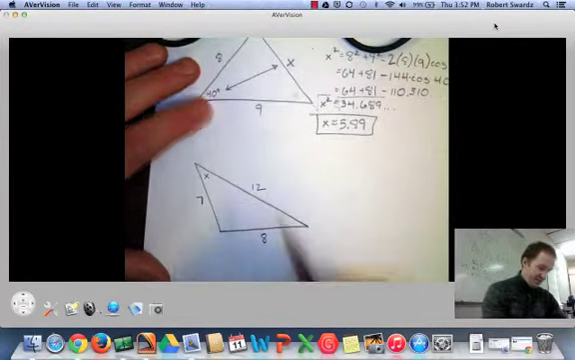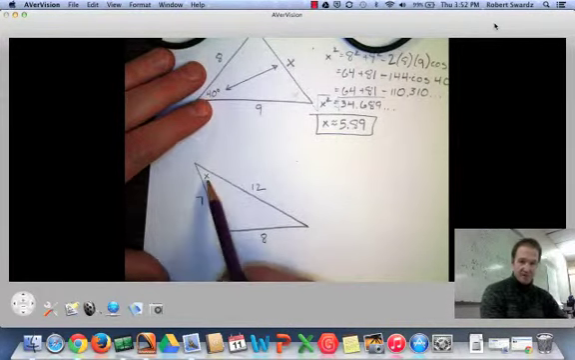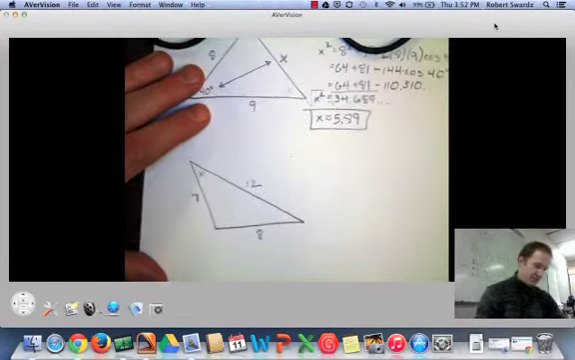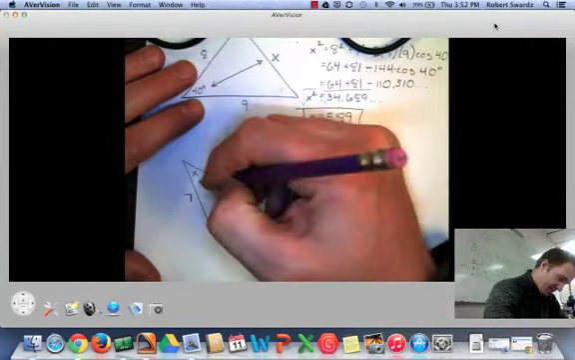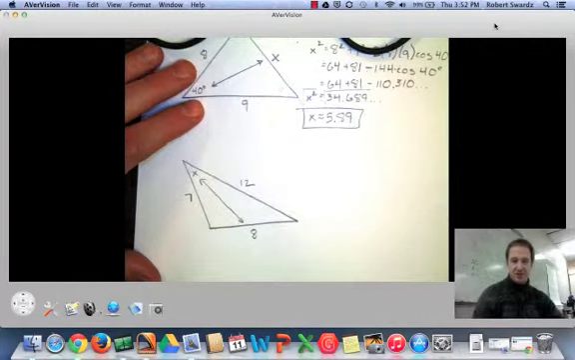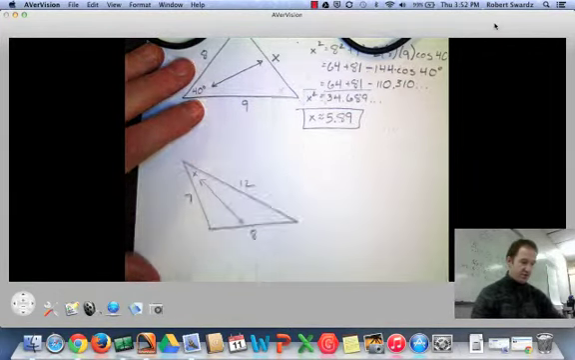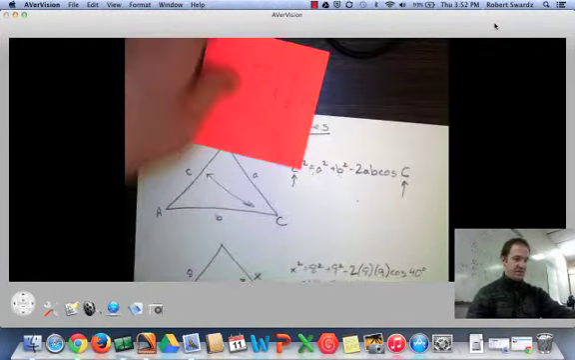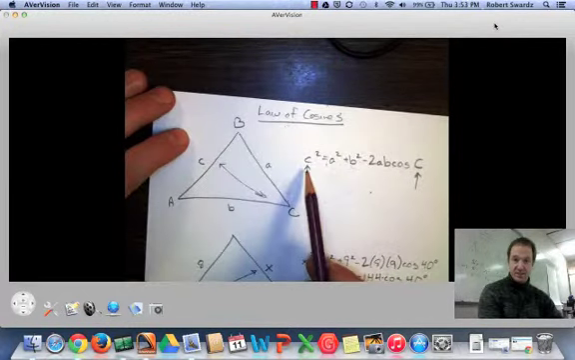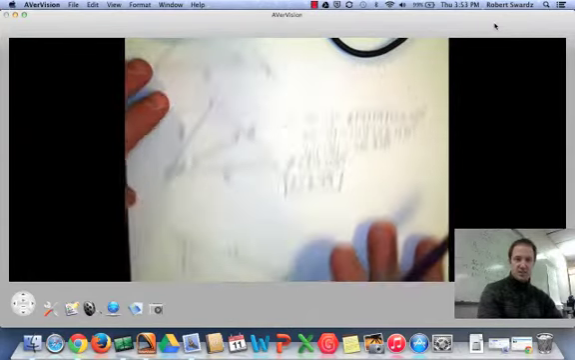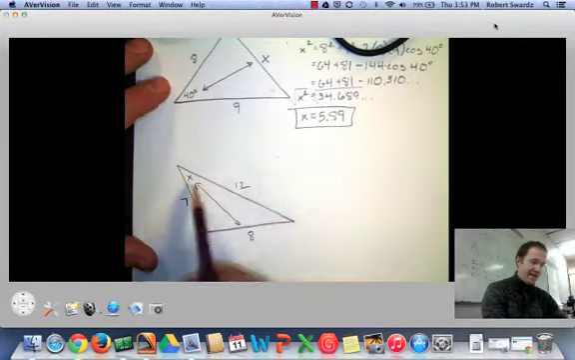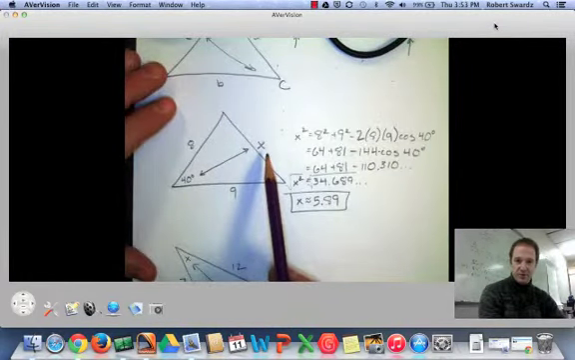Okay, again, 3 sides, 1 angle means law of cosines. Now, the angle that we're looking for and the side that's opposite it are those two. So those are the ones that are going to go into the law of cosines here and here. Now this one's a little different because this one I'm looking for the angle, and in the first example I was looking for a side.